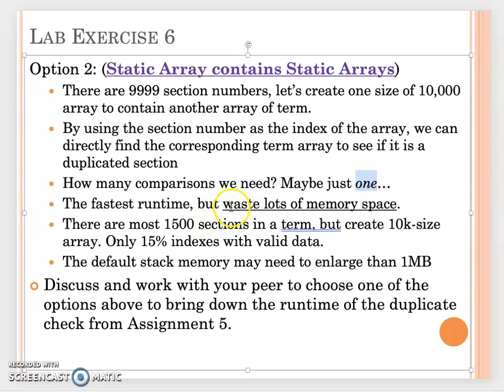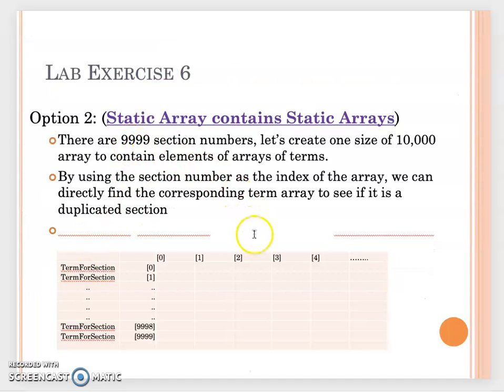But one thing is it possibly wastes a lot of memory space. Why? Earlier we said we only have 1500 sections in a turn, but we allocate the second dimension as 10,000. So actually the usage is less than 15%. Also, we need to think about whether this two-dimensional array fits in stack memory, which is under 1 megabyte. So that's why you need to think. Here I only give you the algorithm, then let me show you how it will really look.